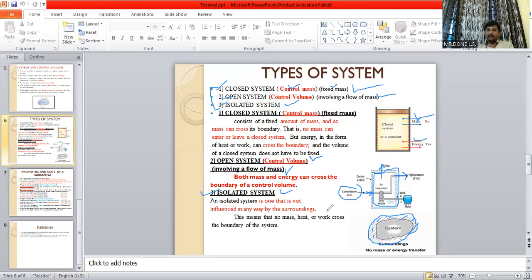Is it clear? Now we will move towards the next topic. Our next topic is properties and state of a substance.